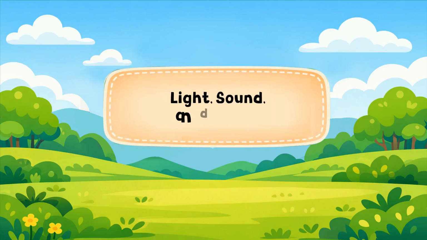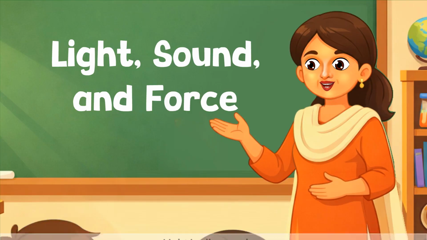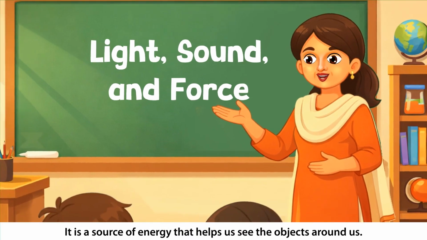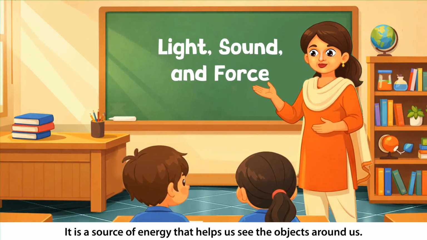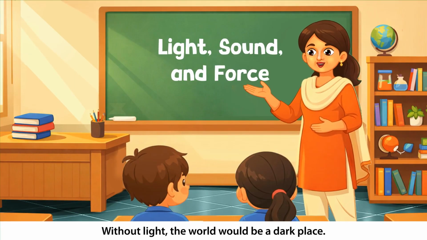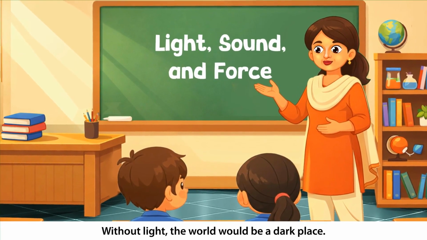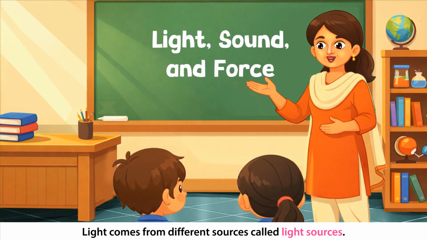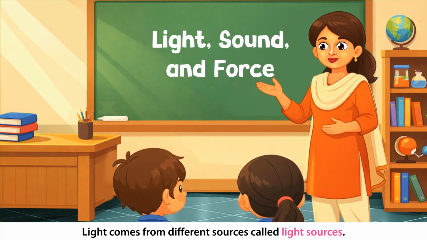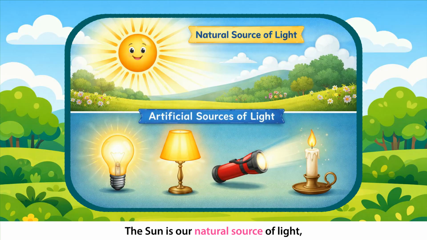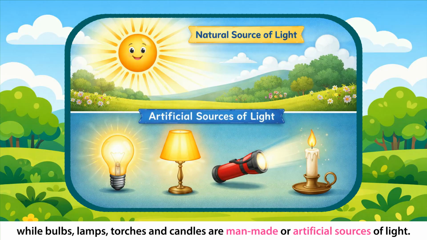Light, sound, and force. Light is all around us. It is a source of energy that helps us see the objects around us. Without light, the world would be a dark place. Light comes from different sources called light sources. The sun is our natural source of light, while bulbs, lamps, torches, and candles are man-made or artificial sources of light.